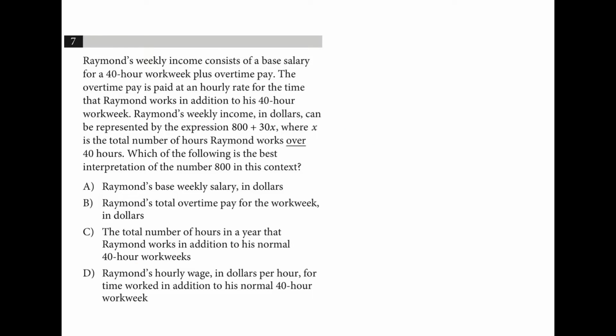This one is about Raymond's salary, and this is our formula. The 30x is the overtime, and the 800 is his base salary for 40 hours. We know this because x is the total number of hours that he works over 40 hours. So it's the only one that has nothing to do with overtime.